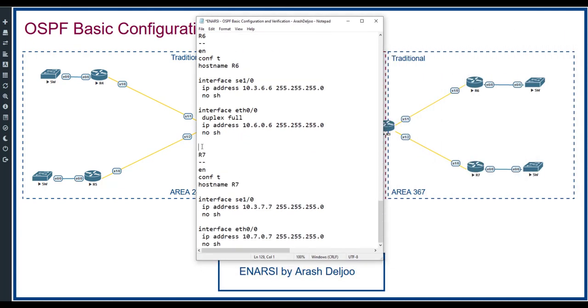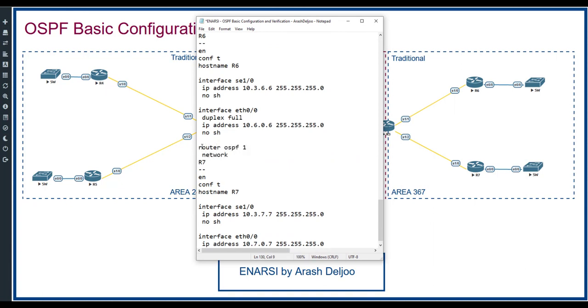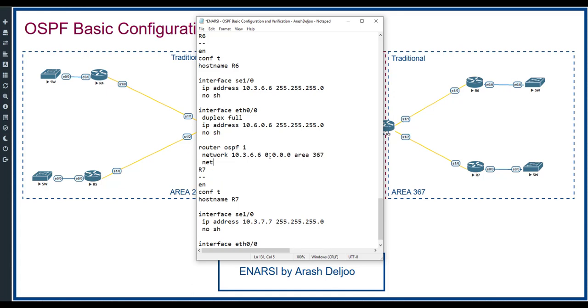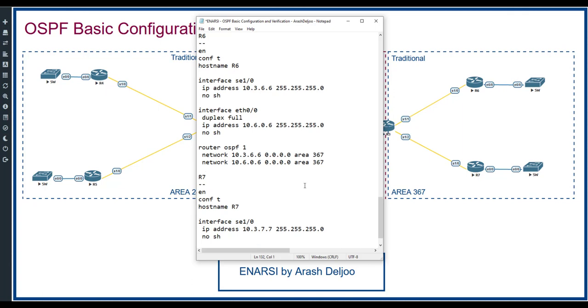This is router 6. In router 6 we should use router OSPF 1, then network. You know that you can use different process IDs, but it is recommended to use the same process ID. Network, for example, 10.3.6.6 0.0.0.0, then area 367, and then network, for example, 10.6.0.6 0.0.0.0, again area 367.